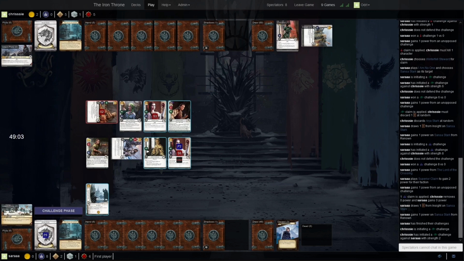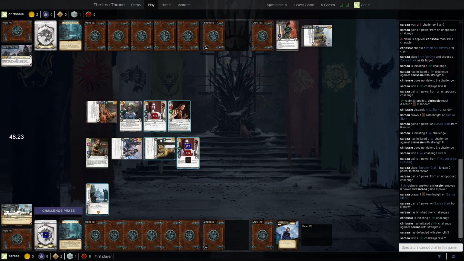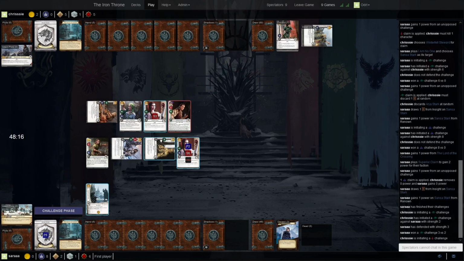Have to defend with Septa. And then Chrisssie can use Wardens to put another character in if he likes. Does he care? No, he needs the characters for the power challenge, I think. Get the crossing back. So here comes the military. He's gonna stealth the Bear Island Scout.